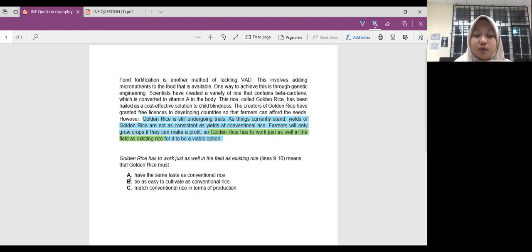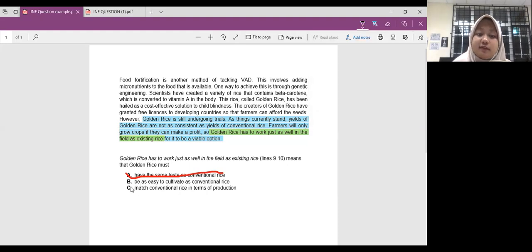Now we go to the answer options. A, to have the same taste as conventional rice. In the whole paragraph, it doesn't talk about the taste of golden rice or any other rice. I will eliminate this option. B, is easy to cultivate as conventional rice. There are quite a lot of mentions of the phrase conventional rice in here, but I want to tell you that my answer option is C.